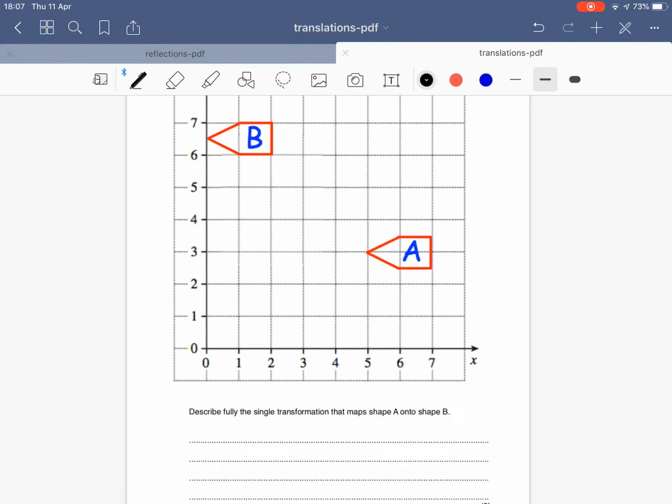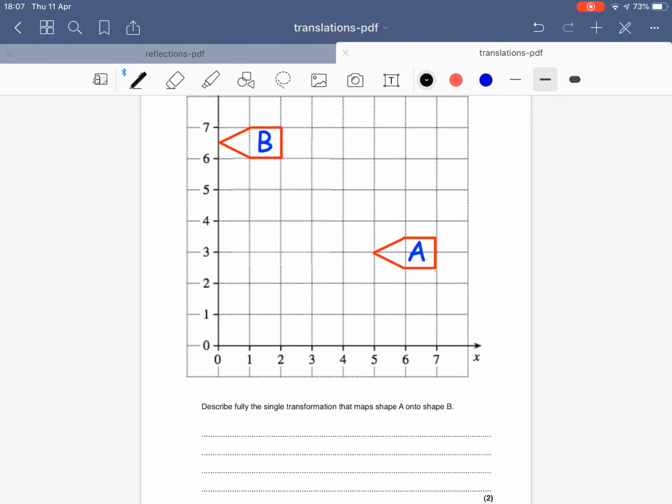Describe fully the transformation. So it's not being reflected because they're pointing the same way. It's not being rotated because they're pointing the same way. And it's not being enlarged because they're the same size. So it's being translated. And let's find out by what vector. So we need from A to B. So pick your 2 points. Any points will do. I feel like we've done this one already. So this point to this point.